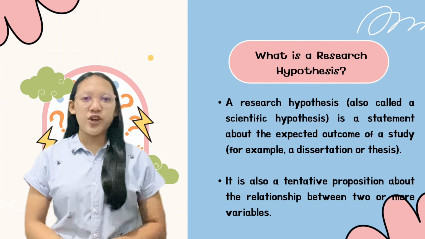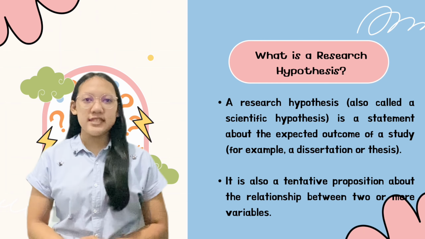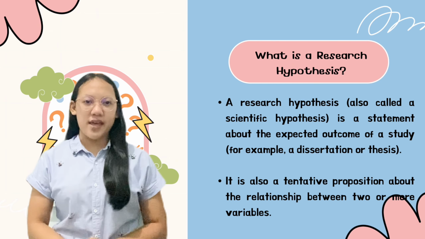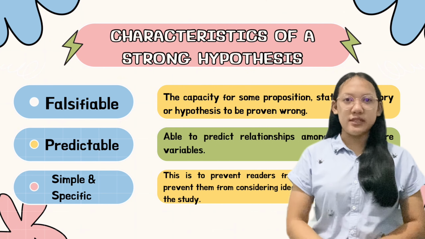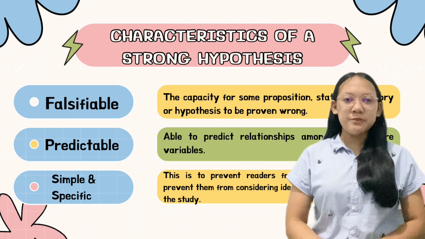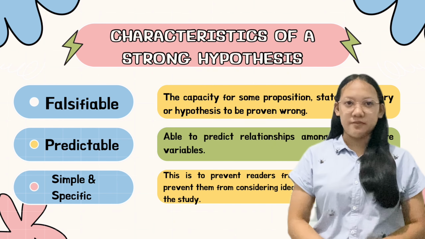It's a roadmap for your entire study, guiding your data collection and analysis. Essentially, it's a prediction of what you expect to find. Now, a good hypothesis has key characteristics. First, it must be falsifiable. You need to be able to design a study that could potentially disprove it.